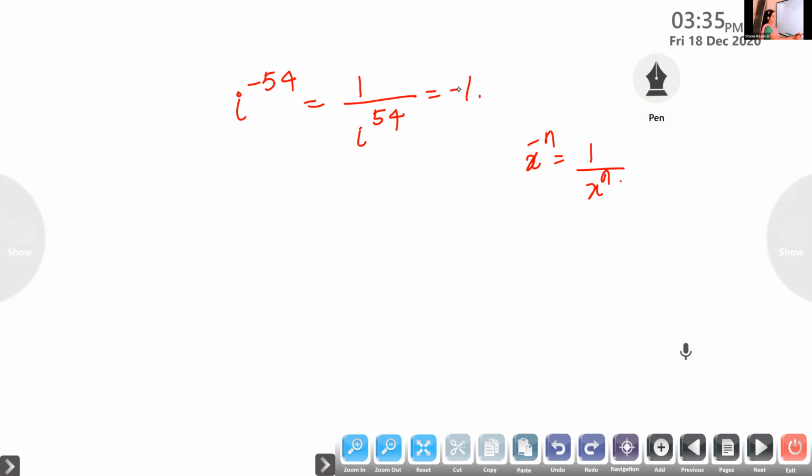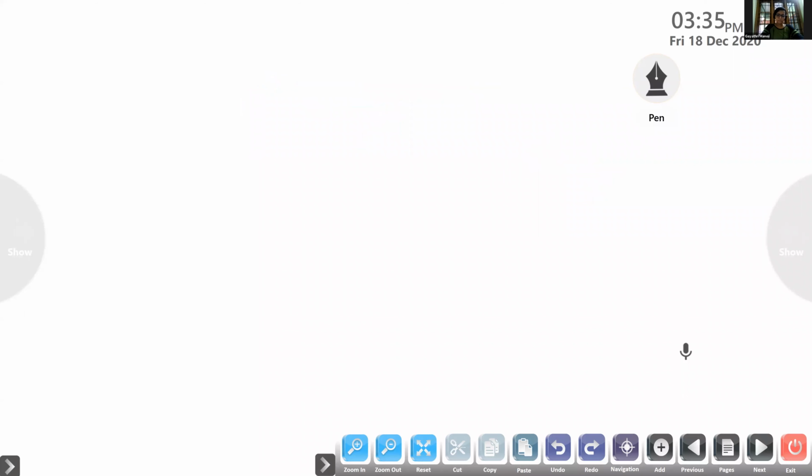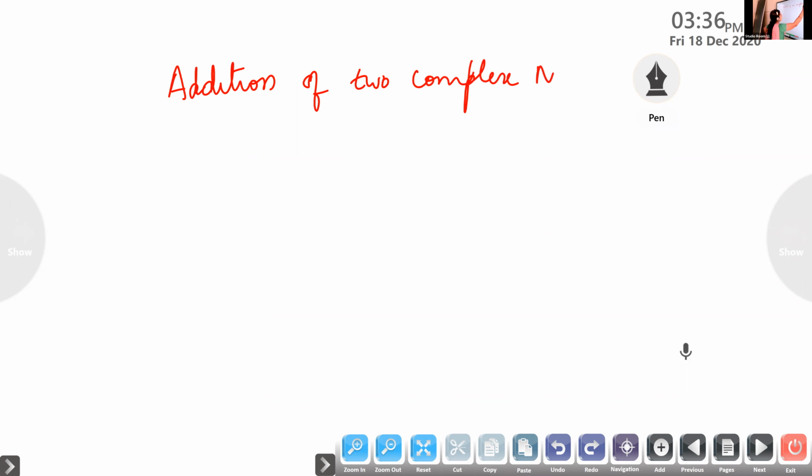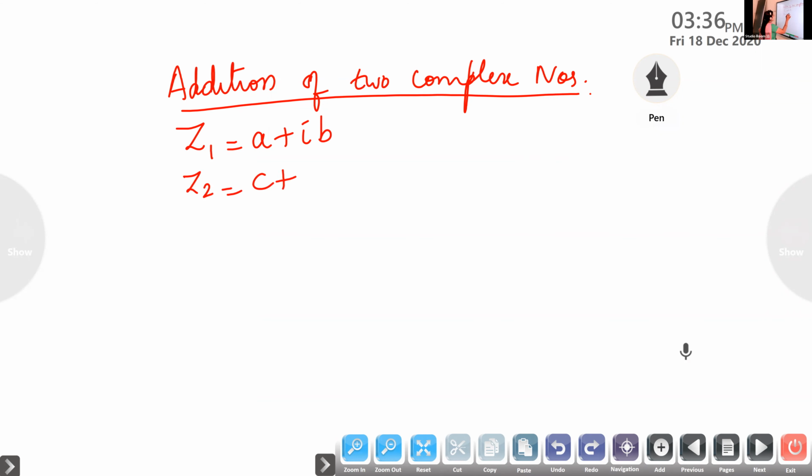Okay, so write the next heading: addition of two complex numbers. We are going to add two complex numbers. Suppose Z1 is equal to A plus IB and Z2 is equal to C plus ID. I'm going to define the addition of two complex numbers.